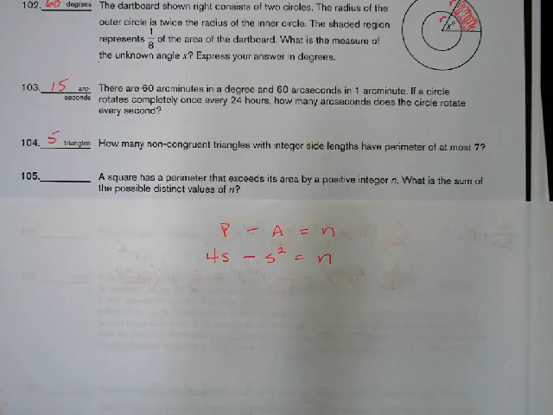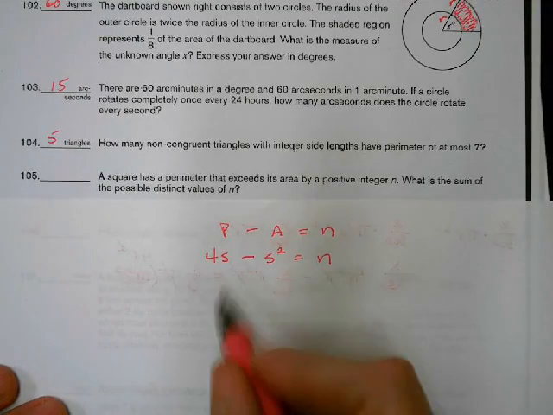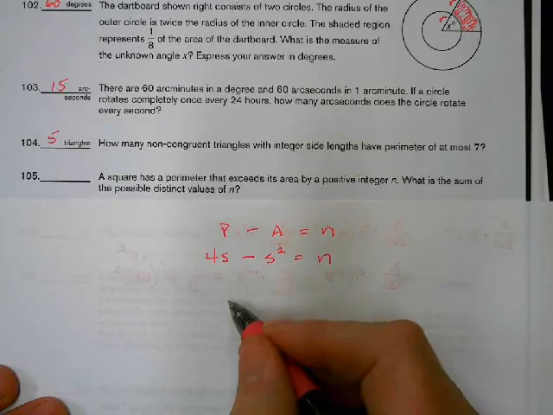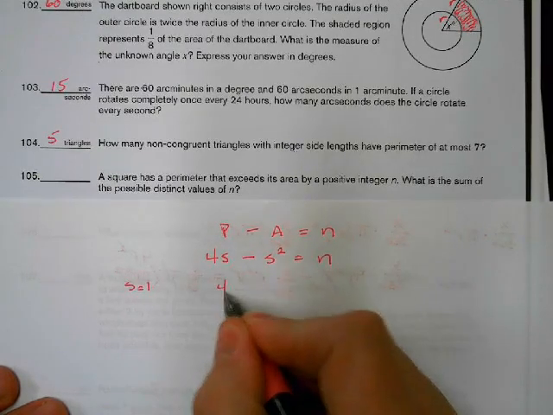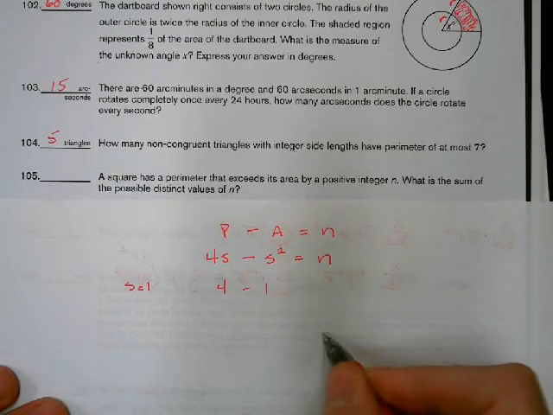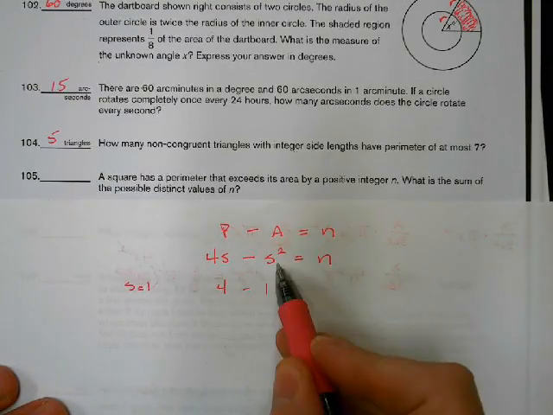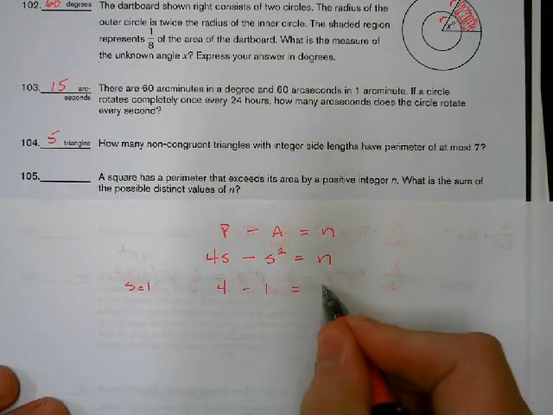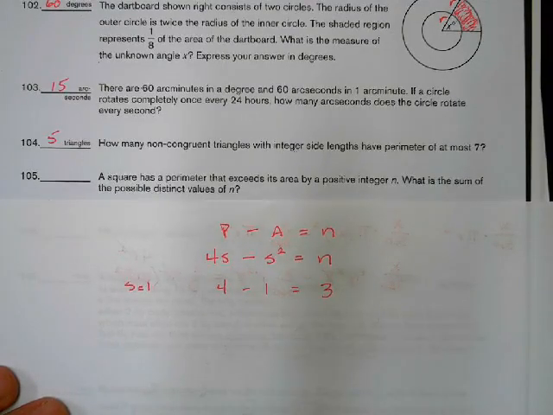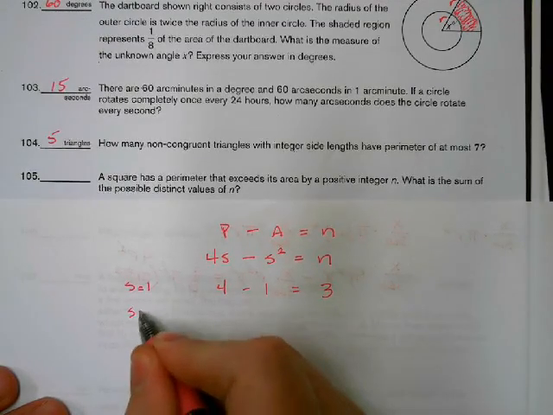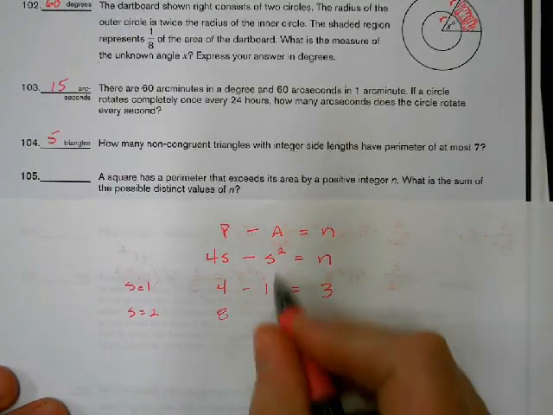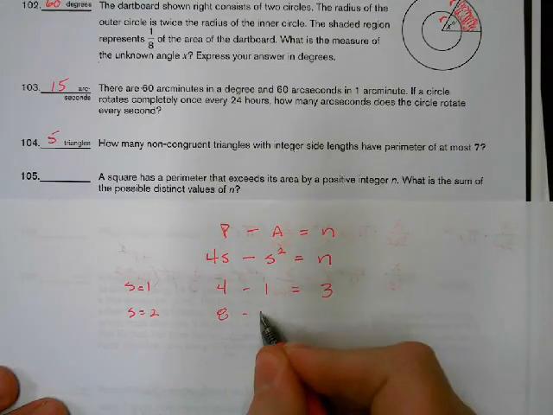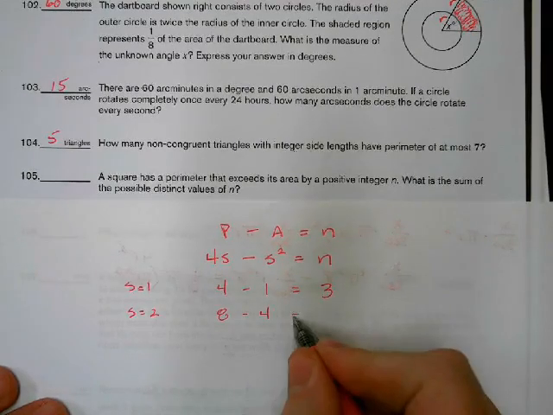Let's say s is 1. So if s is 1, we would have 4 times s, 4, minus s squared, 1. That would give us an n value of 3. So that works because 3 is a positive integer. Let's try an s value of 2. So if I do 2, 4 times 2 is 8. 2 squared is 4. 8 minus 4 ends up being 4. So there's another value of n.